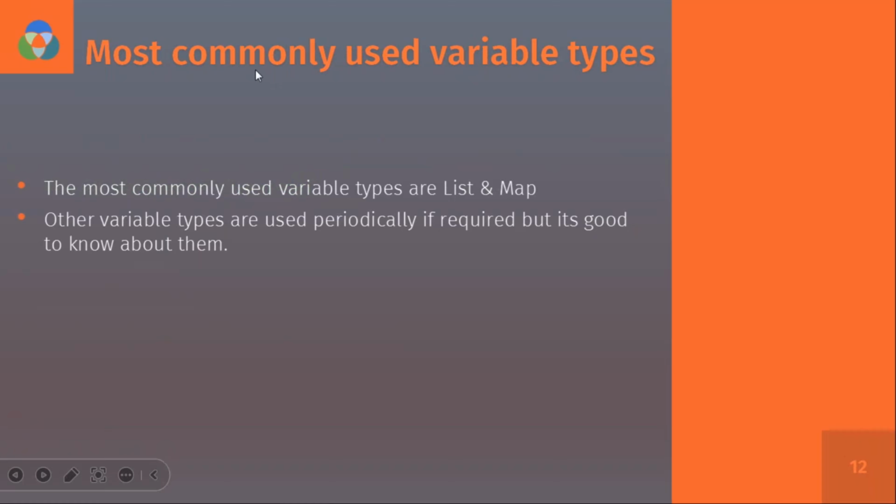Normally, in general, list and map are the commonly used variable types in Terraform. Sometimes we will use string and number also, and boolean also, but they are used somewhat less when compared to list and map. But it is good to know all the variable types so that whenever it is required, we can use them.